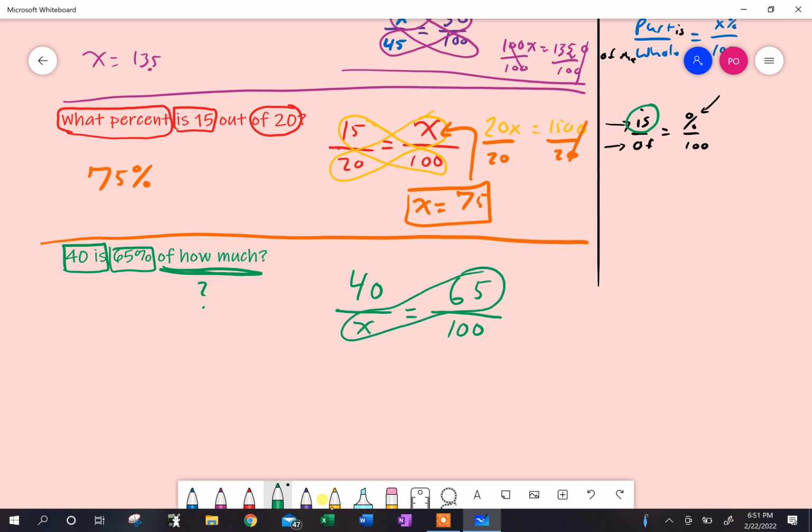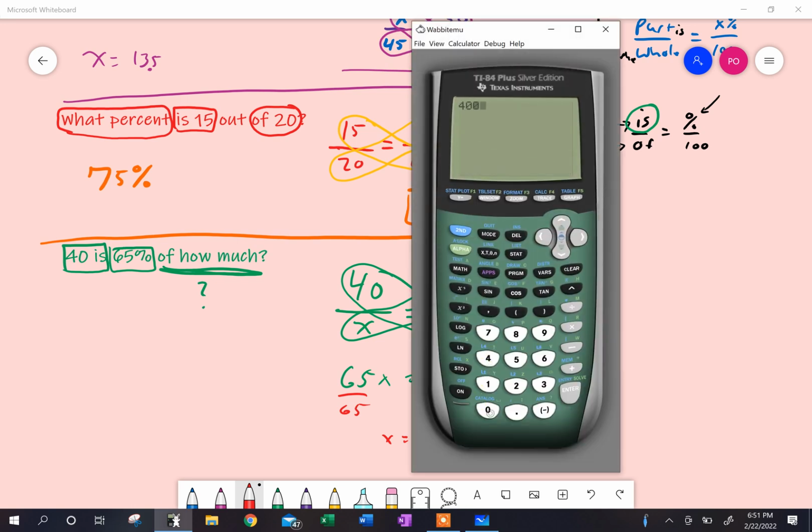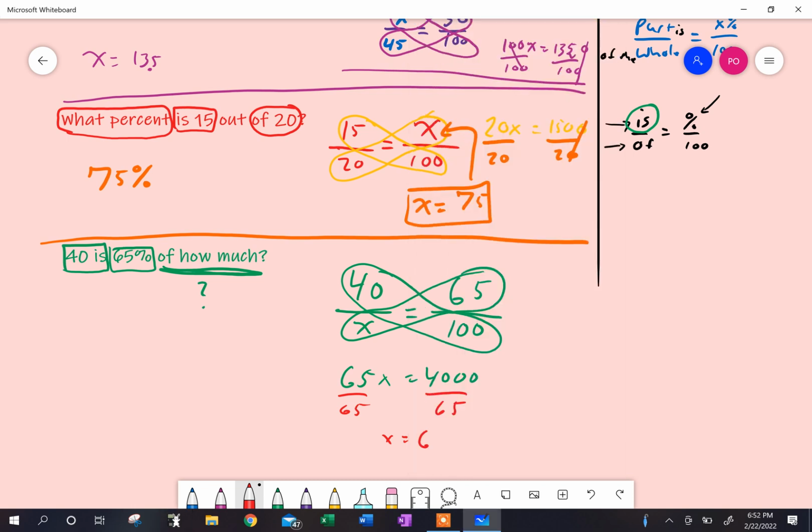We're going to cross multiply: 65x equals 40 times 100, which is 4,000. After you cross multiply, then you divide by 65. x equals, well, I'm not sure what 4,000 divided by 65 is, although I could do it longhand. Oh, here's my calculator. I can do it on my calculator. 4,000 divided by 65 equals 61.54. I'm going to round to the nearest hundredth. 61.54. And that's it.